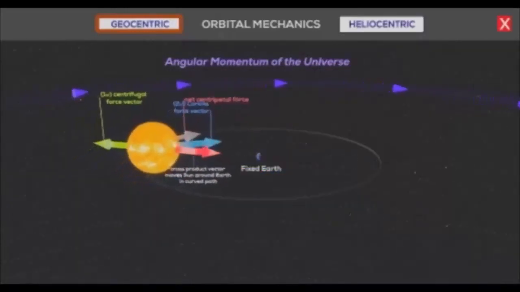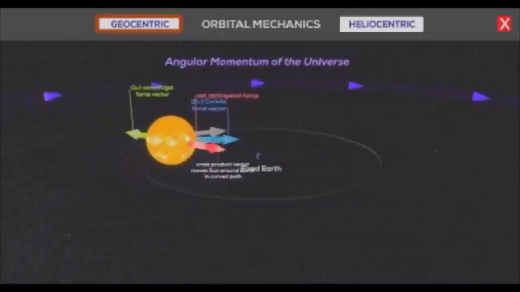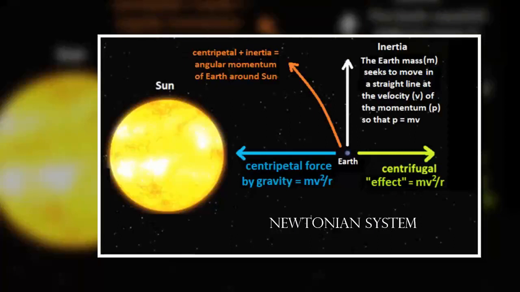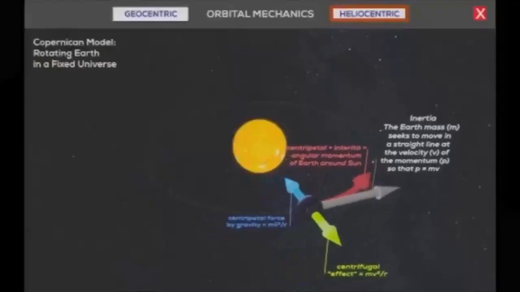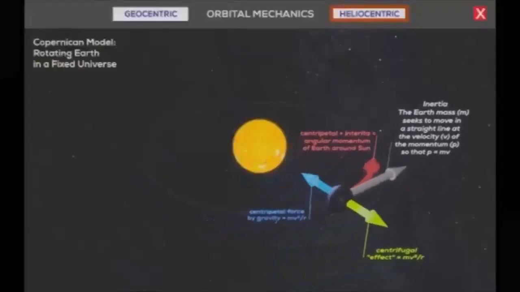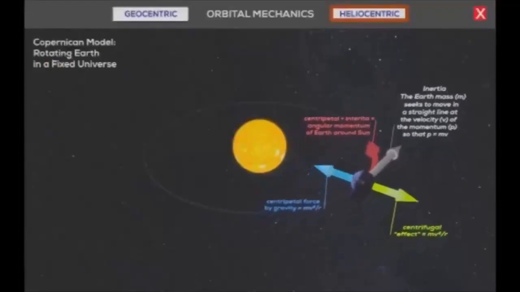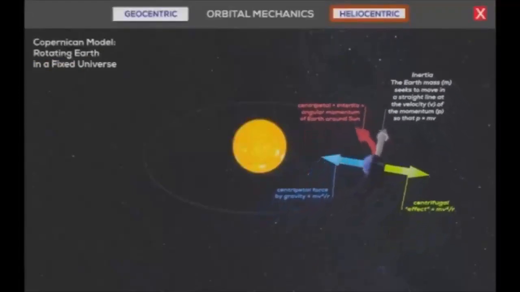In the heliocentric system that Newton used, the centripetal force to keep the Earth revolving around the Sun came from the gravity of the Sun, not the inertial forces from a rotating universe. In Newton's system, the Sun is thus said to put a centripetal force on the Earth and thus counteract the Earth's inertia that seeks to move the Earth in a straight line away from the Sun.